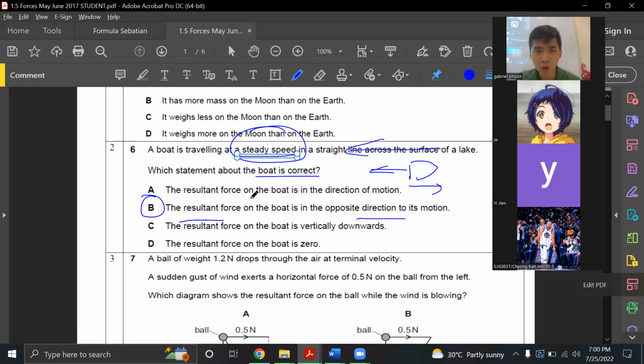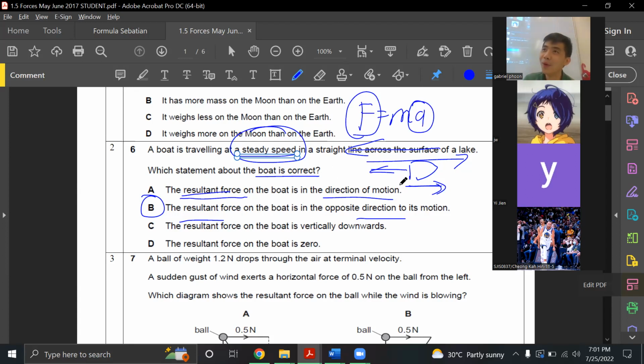What about the resultant force on the boat being in the direction of the motion? If there were a resultant force in the direction of motion, wouldn't it be accelerating, according to F equals ma? This F is always the resultant force, and because of it the boat accelerates. So if you say A is the answer, it will accelerate.